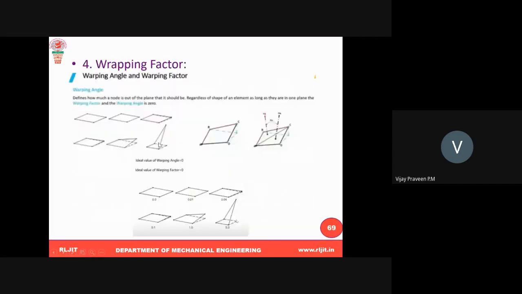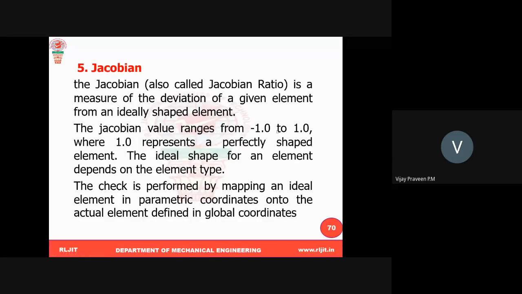Again, here also the acceptable range for the warping factor is from 0 to, not 4, sorry, 0 to 0.2. 0 to 0.2 is acceptable. After that, it is not acceptable. So that is known as warping. Warping is any node which is out of the plane. And the corresponding angle that we measure with respect to the ideal condition is known as the warping angle. So finally, the last one, Jacobian.